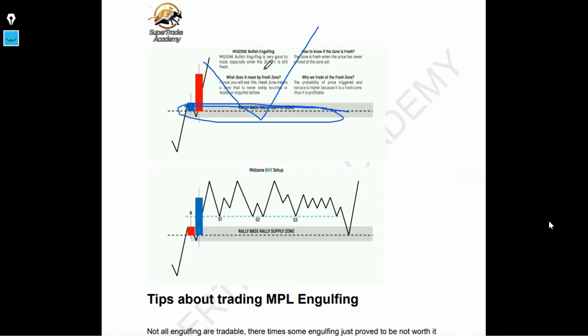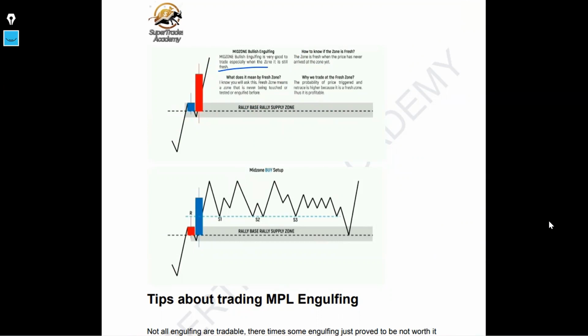So mid-zone bullish engulfing. Mid-zone bullish engulfing is very good to trade, especially when the zone is still fresh. You can find this mid-zone when this setup is still fresh. How to know if the zone is fresh? The zone is fresh when the price has never arrived at that zone yet. So you can see if the market comes, rally, this rally, the market goes. If the price does not come back here, this demand zone will be fresh.